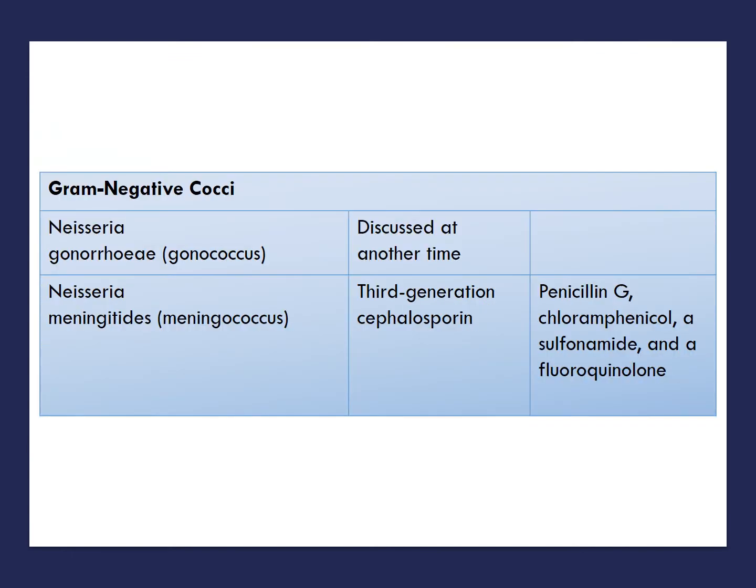This table reveals selection of antibiotic based on gram-negative cocci organisms, including gonorrhea and meningitis. The first column, again, reveals the organism, the second is the first drug of choice, and the third is alternatives. As you can see, for meningococcus, you want to use a third-generation cephalosporin, and the other column provides other alternatives, including penicillin G and a fluoroquinolone.